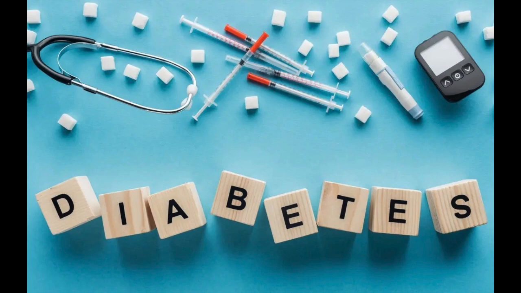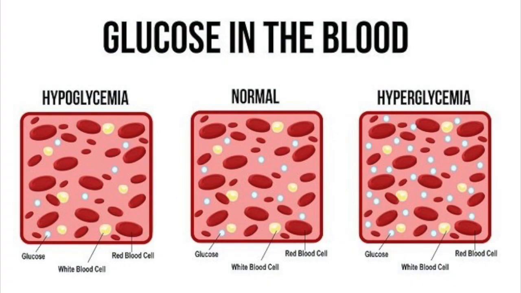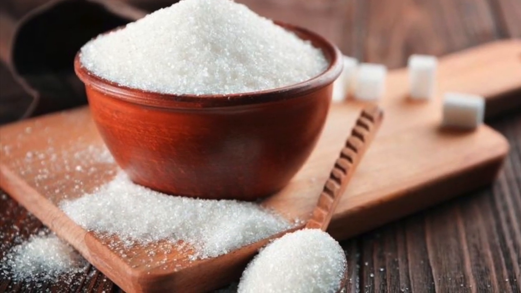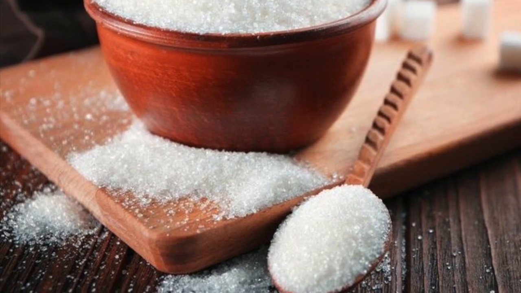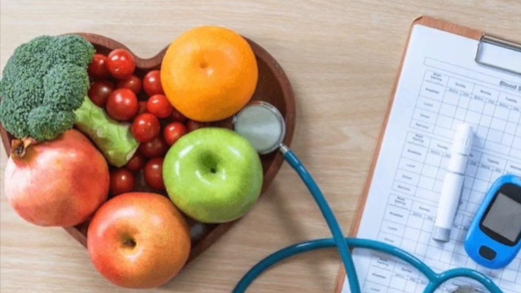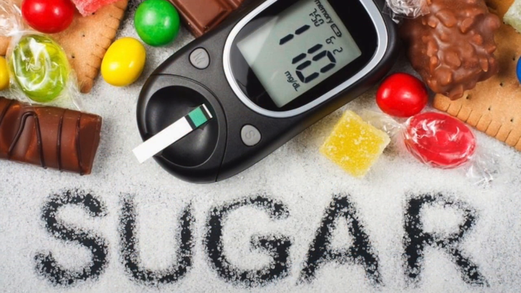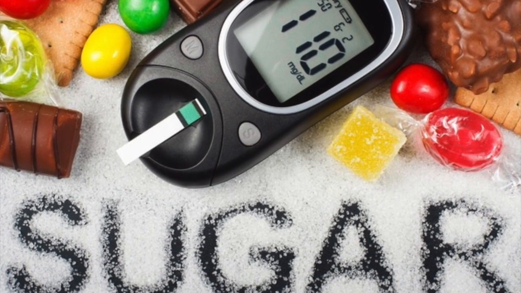Diabetes affects how your body processes blood sugar or glucose. When we eat food, our body breaks down carbohydrates into glucose, which is used for energy. Insulin, a hormone produced by the pancreas, helps glucose enter our cells to be used as fuel. In a diabetic person, the body doesn't produce enough insulin or doesn't use it effectively, leading to high blood sugar levels. Over time, this can lead to a number of complications.